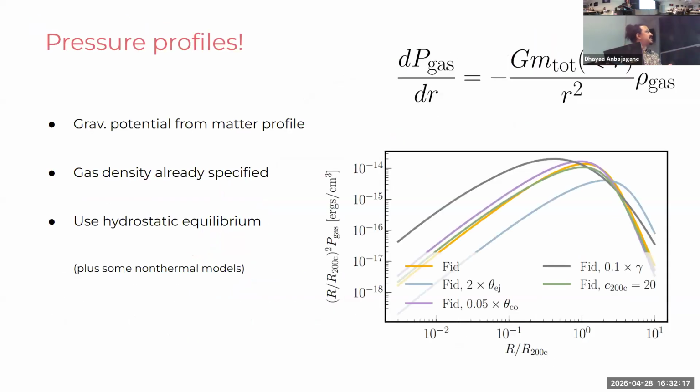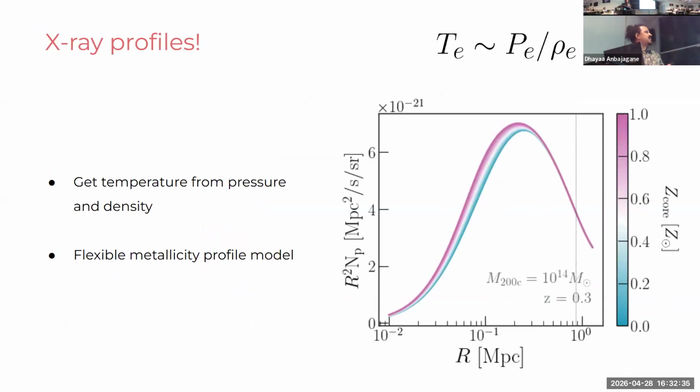So what is the main takeaway? Using this, you can now define things like pressure profiles, so something like a Sunyaev-Zeldovich effect profile you would see in SPT, because all you need is to know what the total matter is like, you need to know what the gas density is, and you make some simplified assumption to get what the pressure of the gas is like. Once you have the pressure, you can also get the X-rays as well.